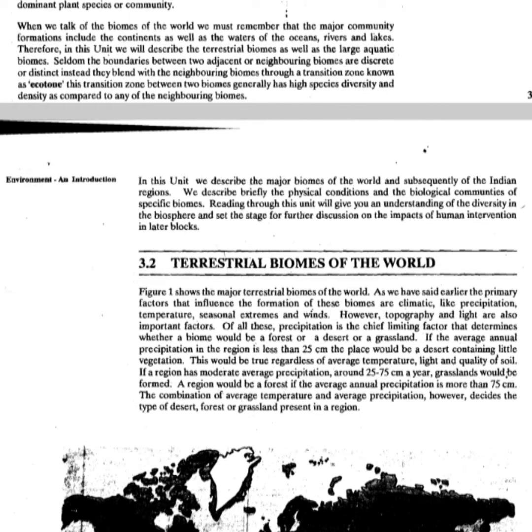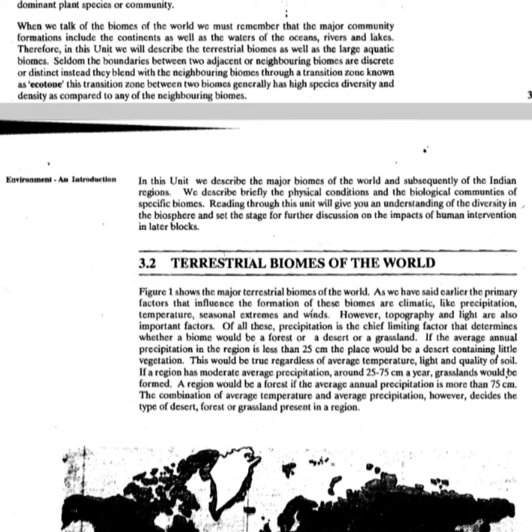In this unit we describe the major biomes of the world and subsequently of the Indian regions. We describe briefly the physical conditions and the biological communities of specific biomes. Reading through this unit will give you an understanding of the diversity in the biosphere and set the stage for further discussion on the impacts of human intervention in later blocks.